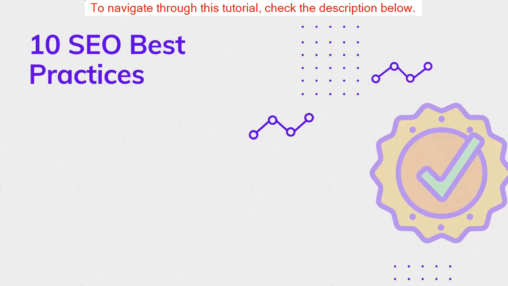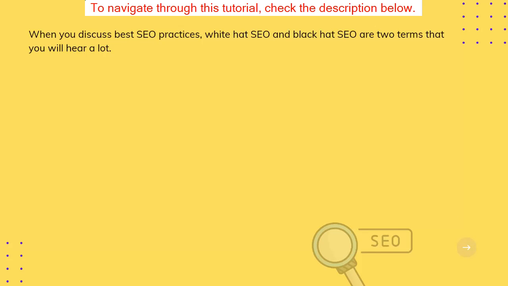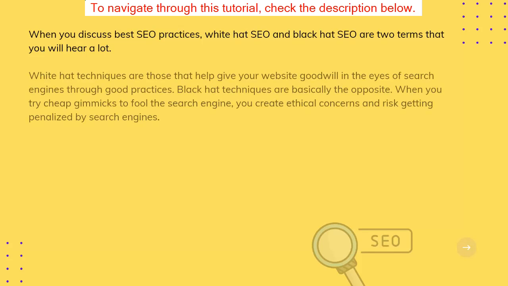10 SEO best practices. When you discuss best SEO practices, white hat SEO and black hat SEO are two terms that you will hear a lot. White hat techniques are those that help give your website goodwill in the eyes of search engines through good practices. Black hat techniques are basically the opposite. When you try cheap gimmicks to fool the search engine, you create ethical concerns and risk getting penalized by search engines. Number 1. Keyword placement.